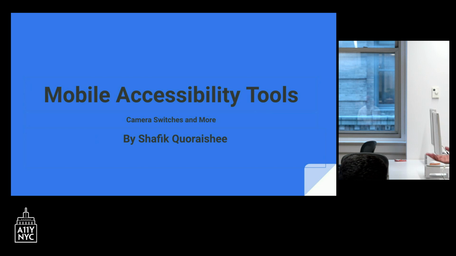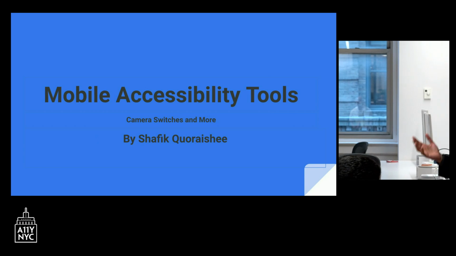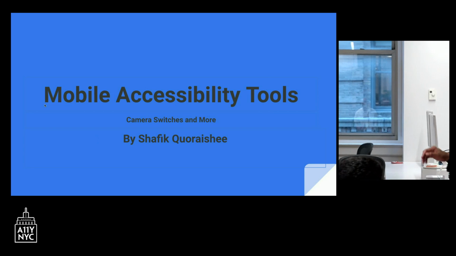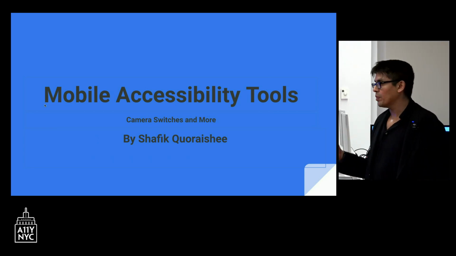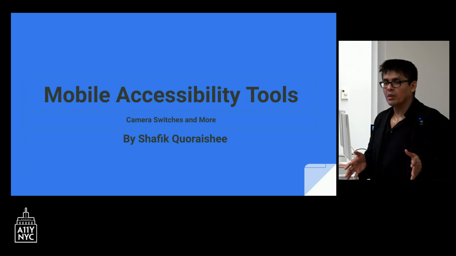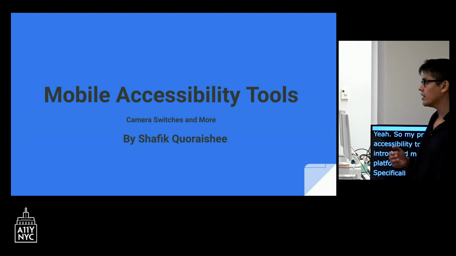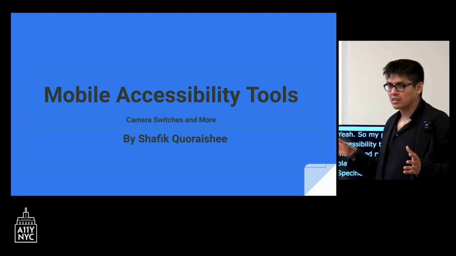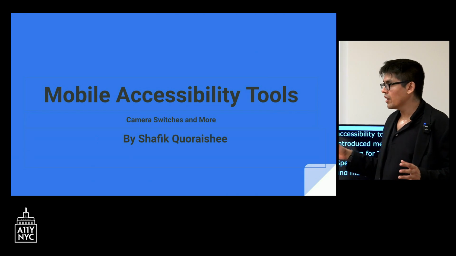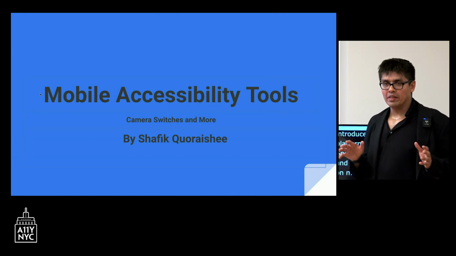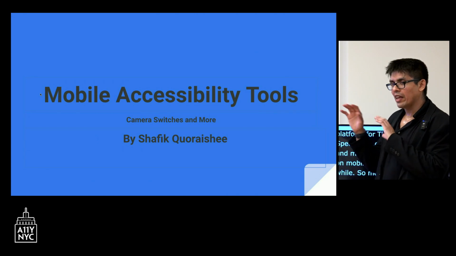Great. So my presentation is titled Mobile Accessibility Tools. As Ben had introduced me, I work mostly on the mobile platform for the New York Times, specifically our games. Our games and many other properties in general are on mobile and have been for a while. So mobile has its own accessibility guidelines and standards. They kind of align with the web accessibility guidelines and standards. But that's just a precursor.